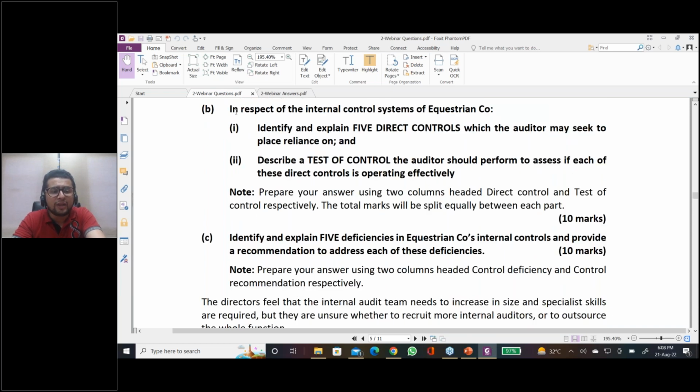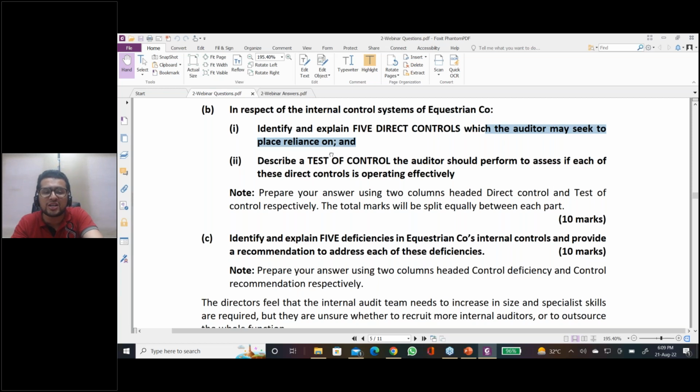What about part B? In respect of the internal control system of the company, you have to identify and explain 5 direct controls. What do direct controls mean? Direct control is something on which the auditor may seek to place reliance. The auditor would consider trusting it, but the auditor would not blindly trust it.